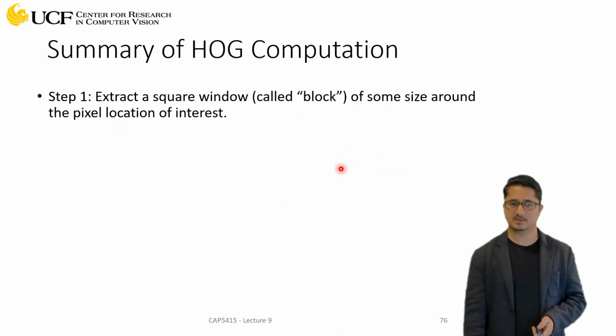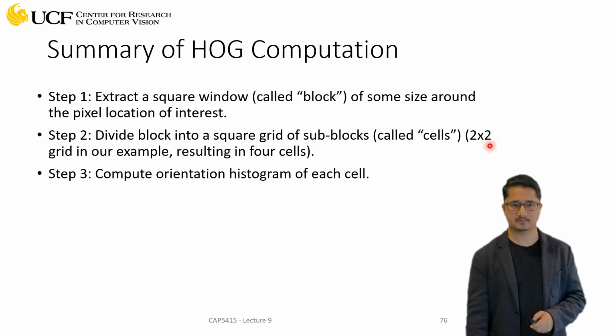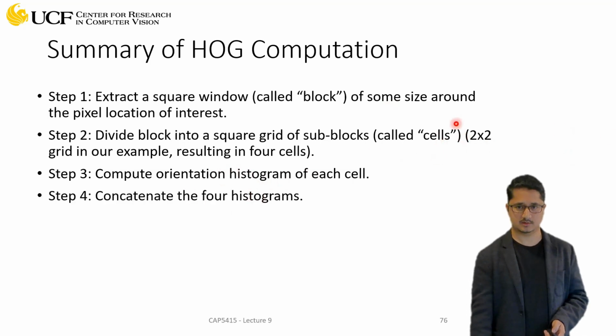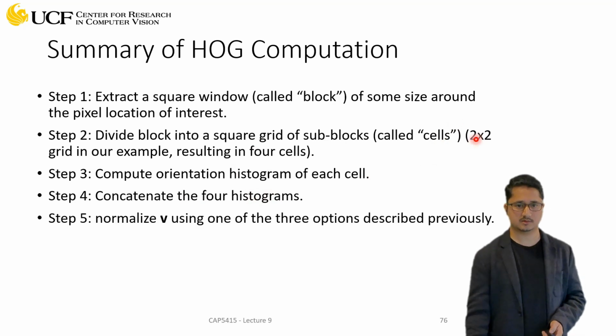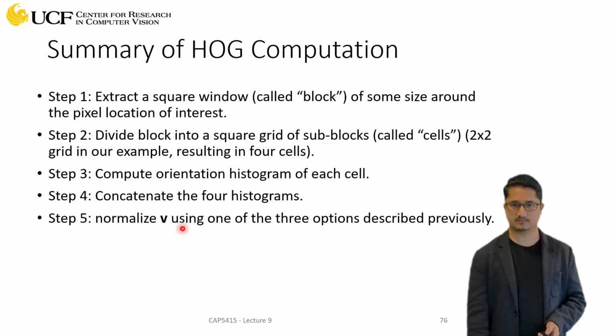Okay, so in summary, you'll have to extract, first of all, a square window, which is called a block. Then you will divide that block into smaller cells. They could be 2x2 or any other shape as well. Then you compute the orientation histogram for each cell. You concatenate the 4 histograms. If you have 2x2, you will have 4 different histograms. And then you will perform normalization, and that's it. That's your HOG histogram algorithm.